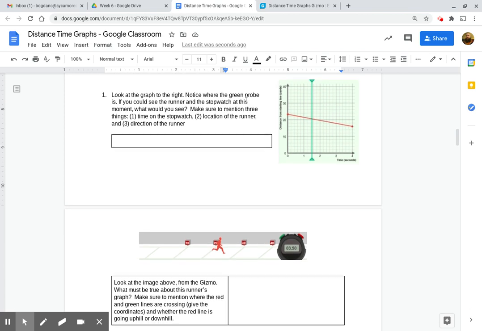All right. Here, look at the graph to the right. Notice where the green probe is. If you could see the runner and the stopwatch at this moment, what would you see? Make sure to mention three things: the time on the stopwatch, the location of the runner, and the direction of the runner.